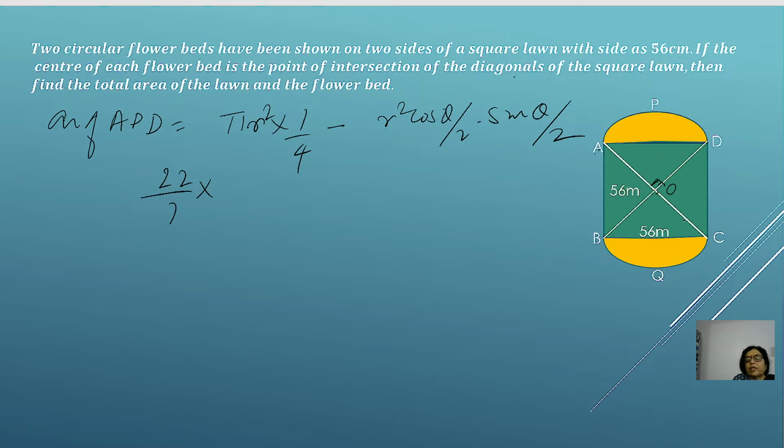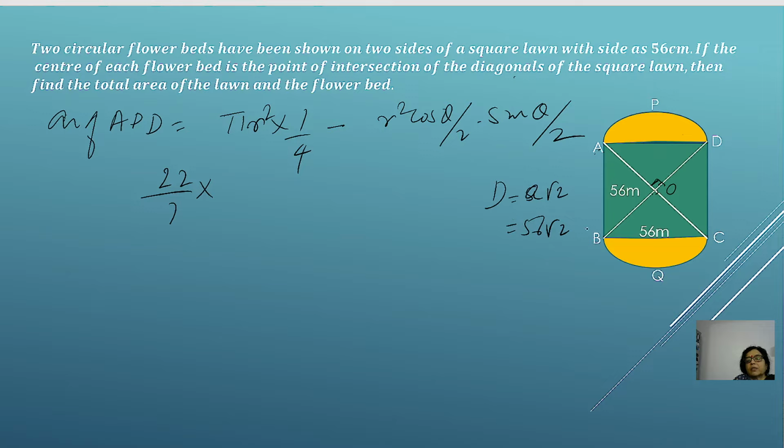We are only given the measurement of the side of the square. So in that case, the diagonal AC becomes equal to 56 root 2. The diagonal of a square is given by a root 2. Here a is 56, so 56 root 2. This is with the Pythagoras theorem, very simple.